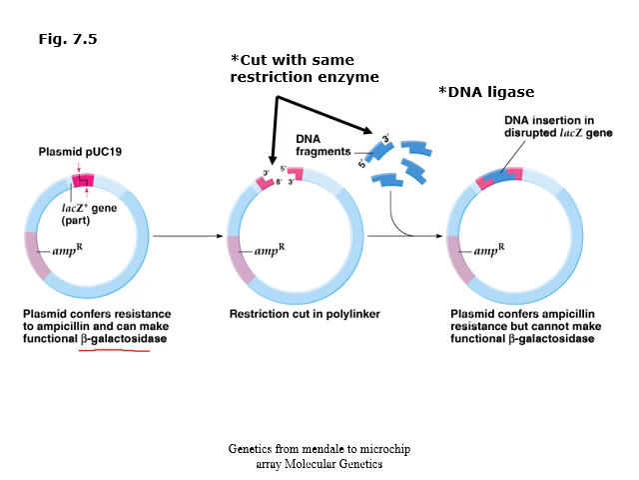Here the restriction enzyme cuts in the polylinker. With DNA insertion in the disrupted lacZ gene, the plasmid confers ampicillin resistance but can't make functional beta-galactosidase.